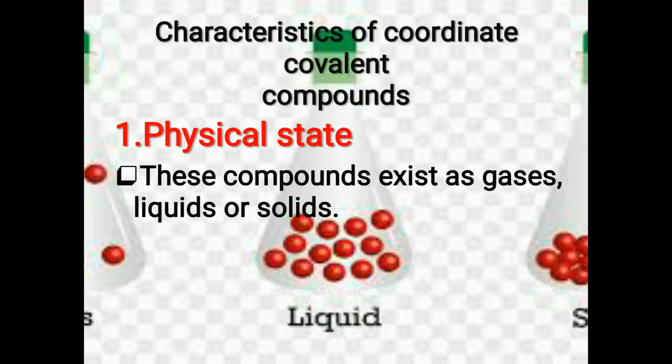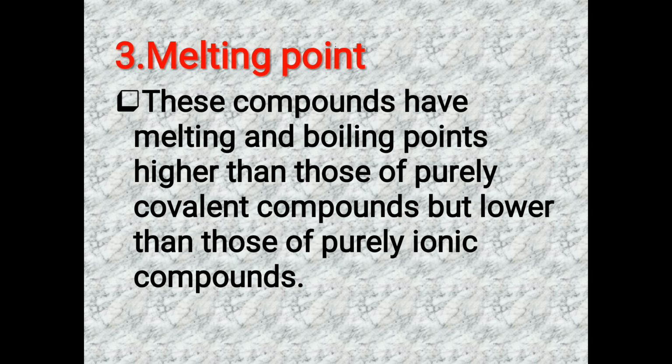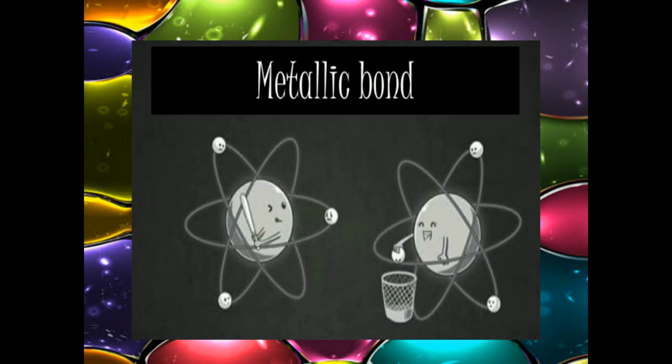Then the characteristics of coordinate covalent compounds. Physical state: they exist in three states like solid, liquid, gas. Electrical conductivity: they don't have any ions, so they don't conduct electricity. Their melting point is greater than covalent compounds but not greater than ionic compounds. Then solubility: they are only soluble in non-polar solvents.